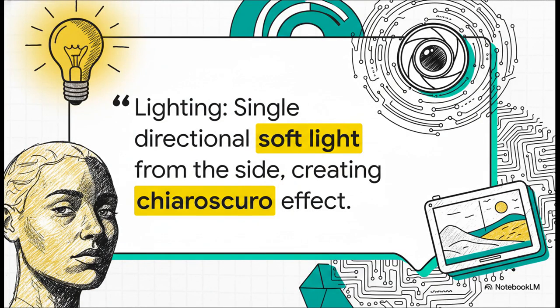And this is where the real artistry kicks in. The lighting isn't just described as dark. It's a single directional soft light from the side. And then you see that keyword, chiaroscuro. That one word tells the AI to use a classic dramatic art technique, the strong contrast between light and dark. This is how you literally paint with words.